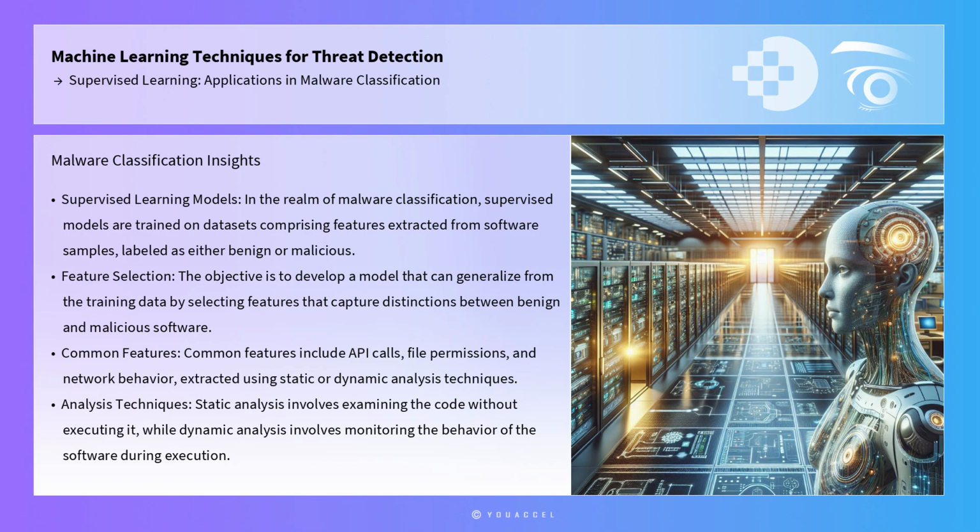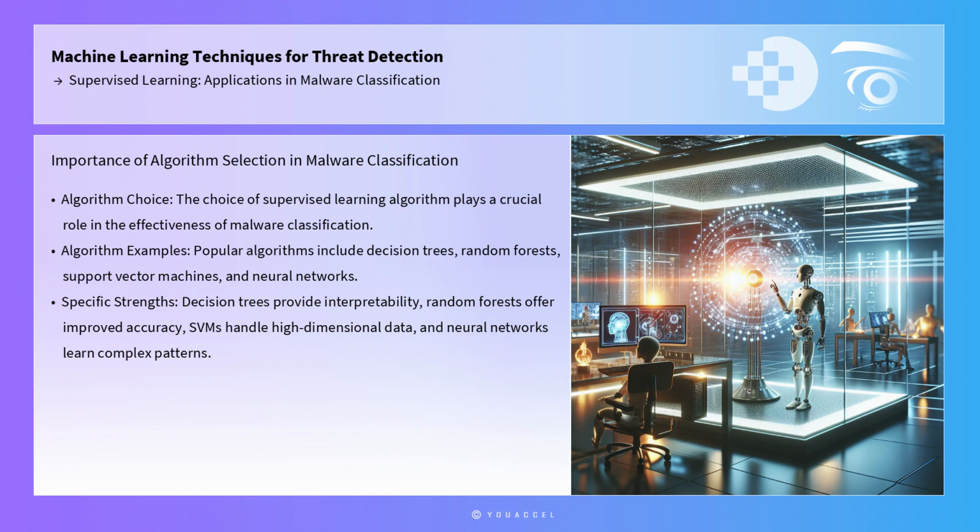Common features include API calls, file permissions, and network behavior, which are extracted using static or dynamic analysis techniques. Static analysis involves examining the code without executing it, while dynamic analysis involves monitoring the behavior of the software during execution. The choice of supervised learning algorithm plays a crucial role in the effectiveness of malware classification.